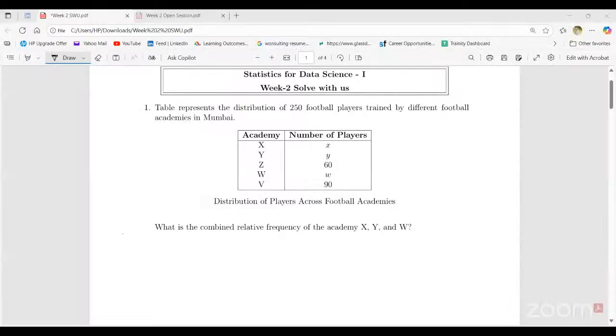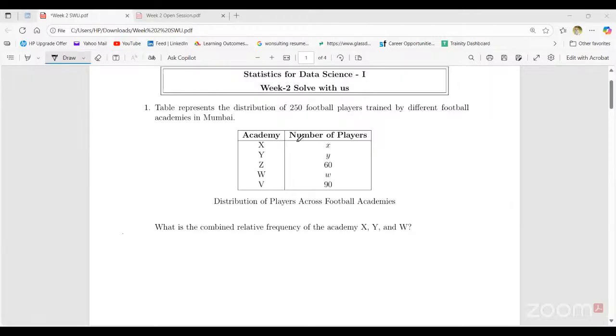So today we are having a solve with us session. Have you gone through the lectures of week 2 again? Yes, ma'am. Okay, so let's solve some questions now. My screen is visible, right? Yes, ma'am. Shall we start with the questions then? You have to solve it and tell me the answers.